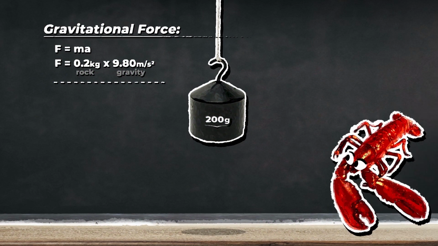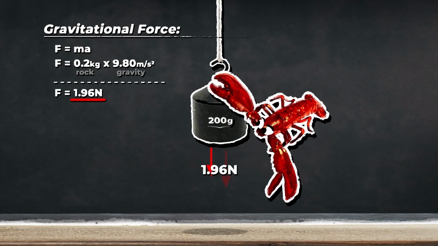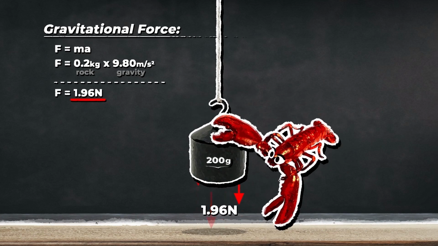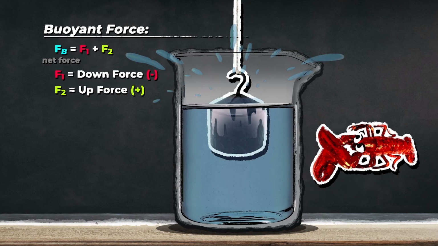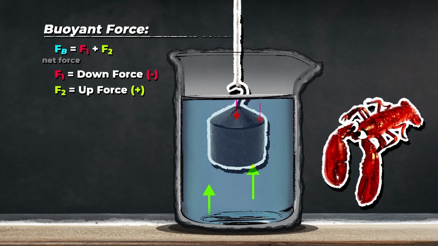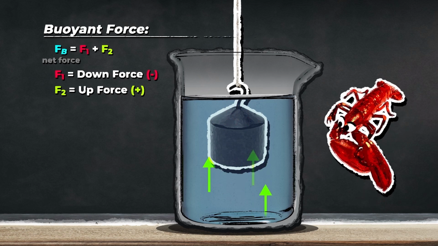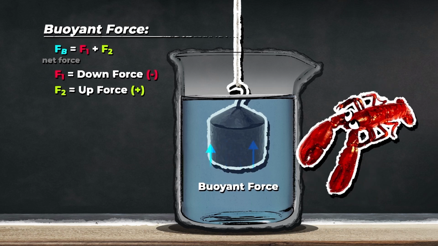The rock hanging on the string has a mass of 200 grams, so gravity's pulling down on it with a force of about 1.96 newtons. As the rock is suspended in the water, there's a small amount of force from the water pushing down on the top and a larger force of the water pressure pushing up on the rock. The net force is what we call the buoyant force.